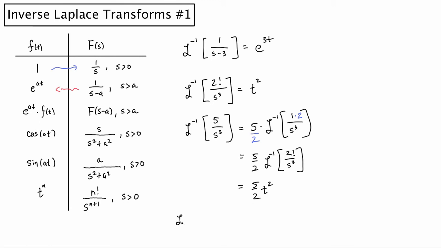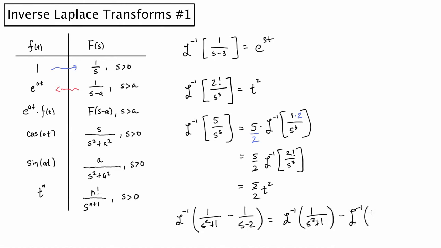What is the inverse transform of 1 over s squared plus 1 minus 1 over s minus 2? Well, linearity says it's the inverse transform of the first one minus the inverse transform of the second one. And I immediately recognize the second one. This is going to be e to the 2t.